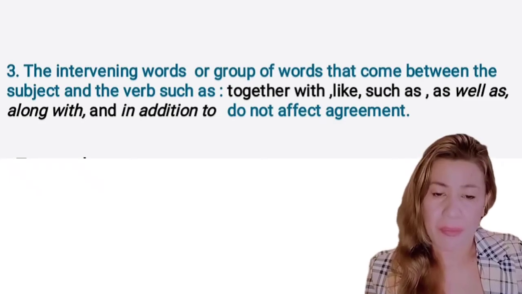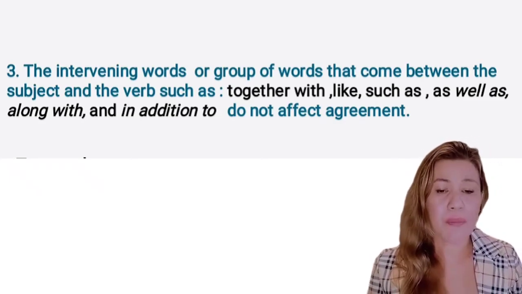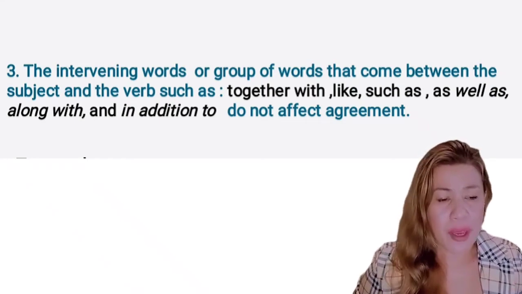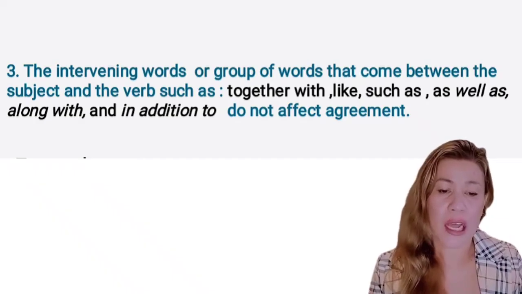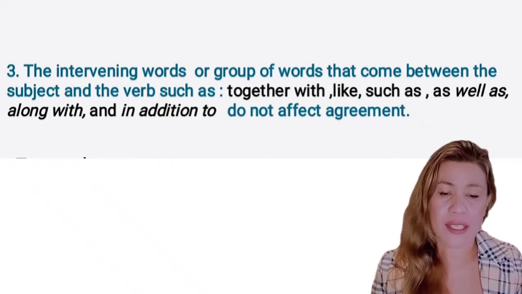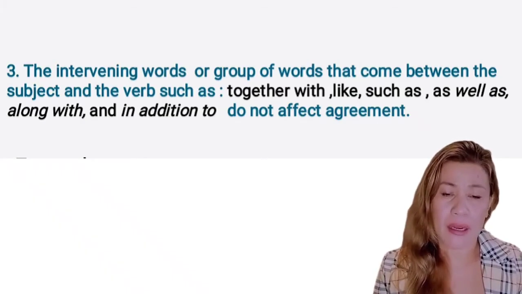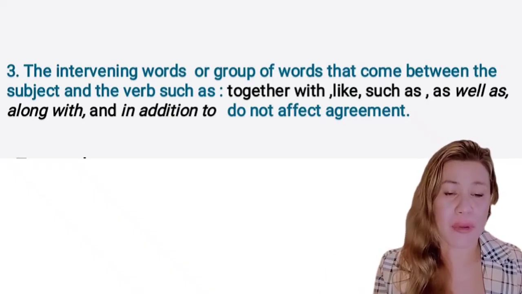Number 3. The intervening words or group of words that come between the subject and the verb, such as together with, like, such as, as well as, along with, in addition to, in some adjective clauses, do not affect agreement. Remember, intervening words do not affect agreement.